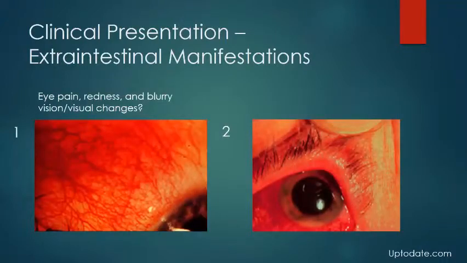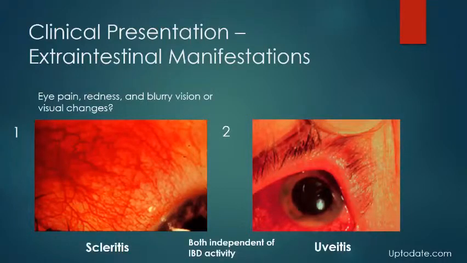So this one presents with eye pain, redness, but you do have blurry vision or visual change, and these are two different ones. Can anyone tell me what number one is? One of them is uveitis. So the second one is uveitis because it's hard to see, but you don't see that injected sclera here. You sort of just see more diffuse. But I don't think they'll give you one or the other. They'll probably just give you the one that's causing visual changes. So that'll either be scleritis or anterior uveitis. And both of these are independent of IBD activity.